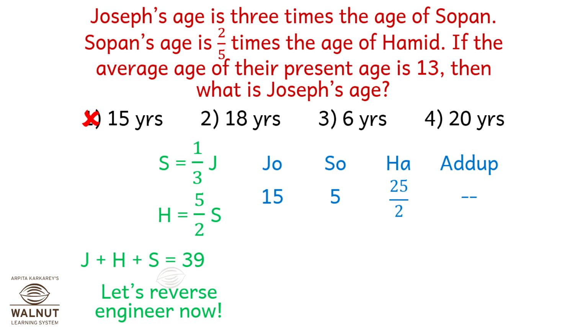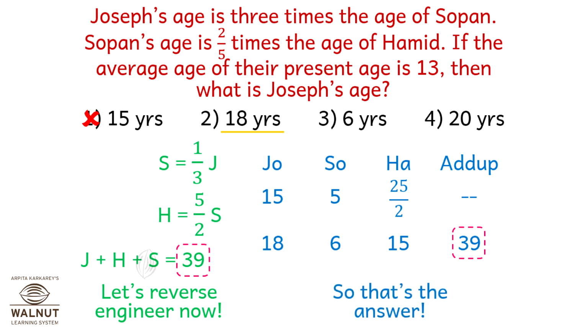Let's try option number 2, 18. So we have Joseph as 18, Sopan as 6 and Hamid as 15. The age add up comes to 39. And we know that J plus H plus S is 39. So that seems to be the correct answer. Option number 2. Let's move on.